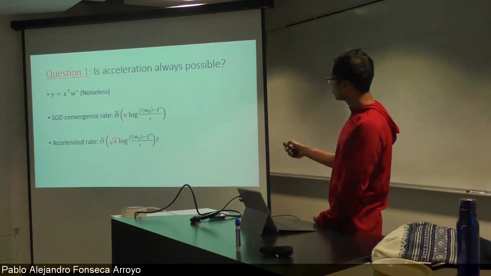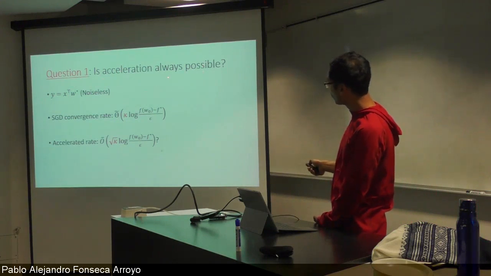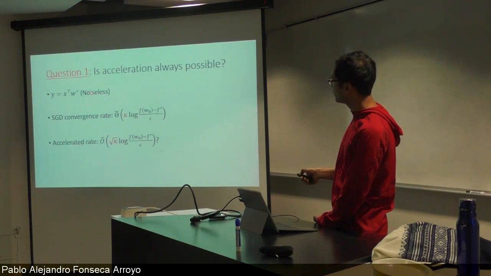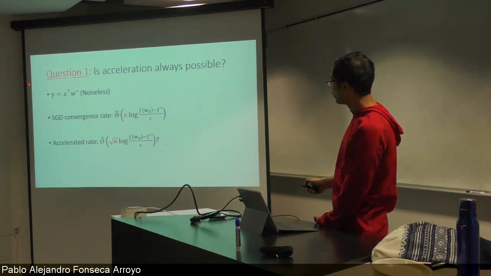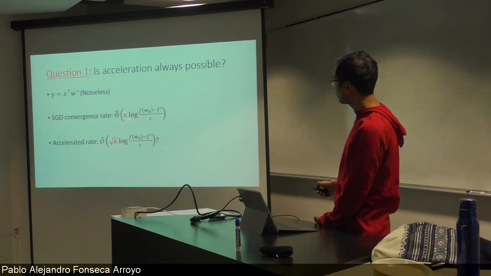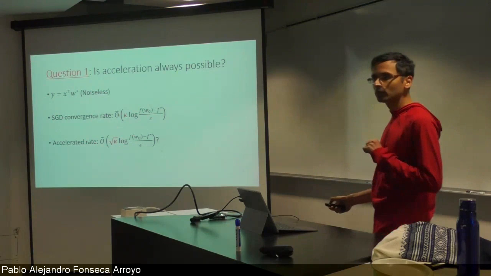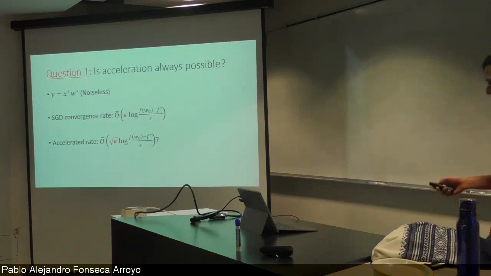So the first question that we ask is whether acceleration is always possible, and we'll try to answer this question in the context of a realizable model where y is actually equal to x transpose W star for some fixed W star. In this setting, the convergence rate of SGD is given by, as we saw earlier, condition number times log of some quantity, and one would hope that maybe we can improve this condition number to a square root of the condition number. So that's the hope going from the deterministic setting.